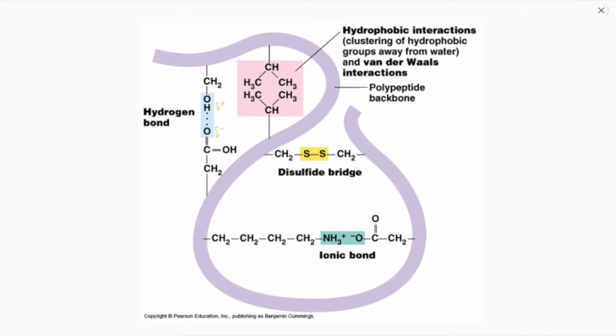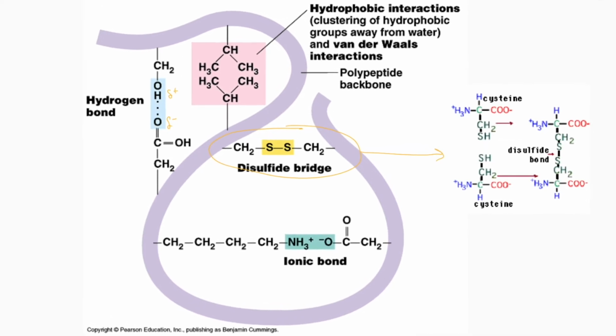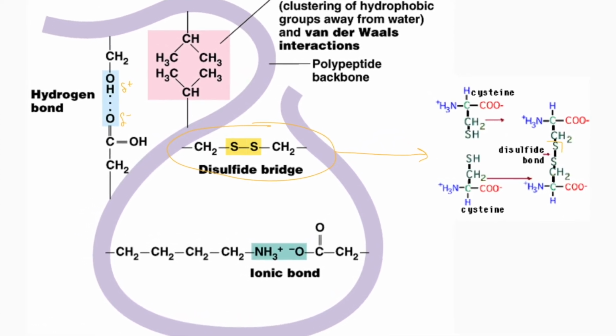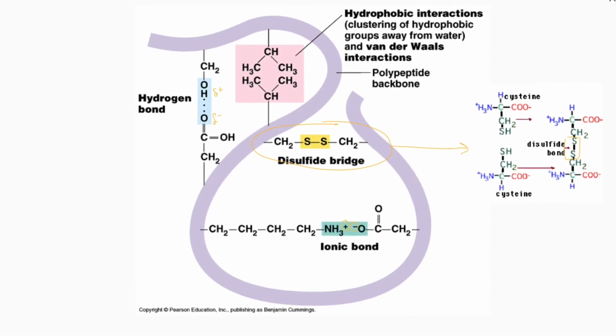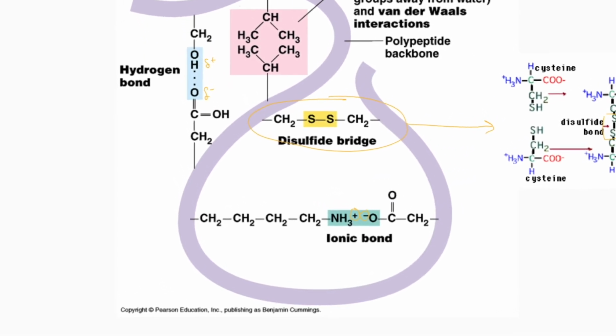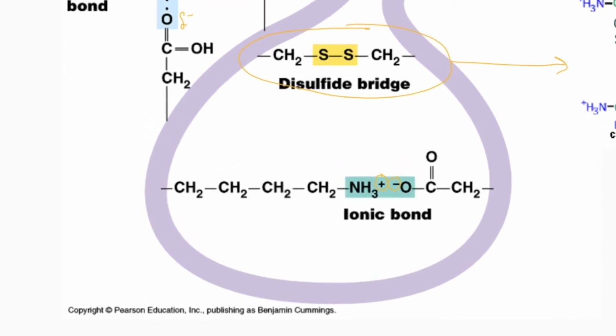Covalent disulfide bridges are formed between sulfur atoms in the R group of a cysteine amino acid. These bonds are strong and are not easily broken by changes in the environment. Ionic bonds are formed between positive and negative charges in the R groups. These bonds are weaker than the disulfide bonds.